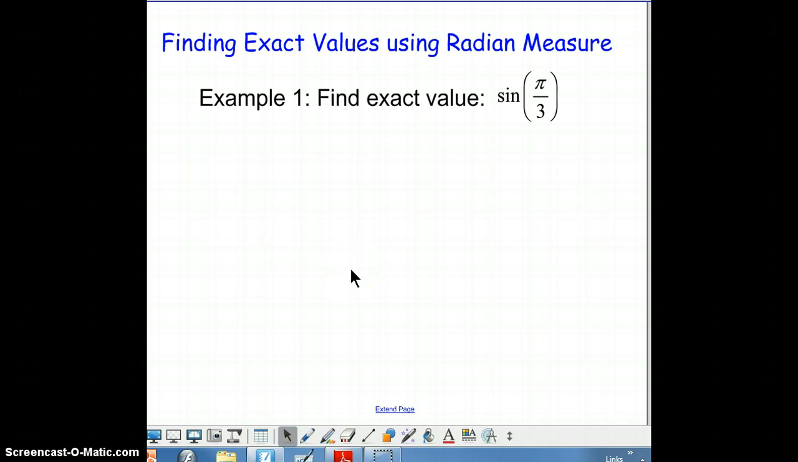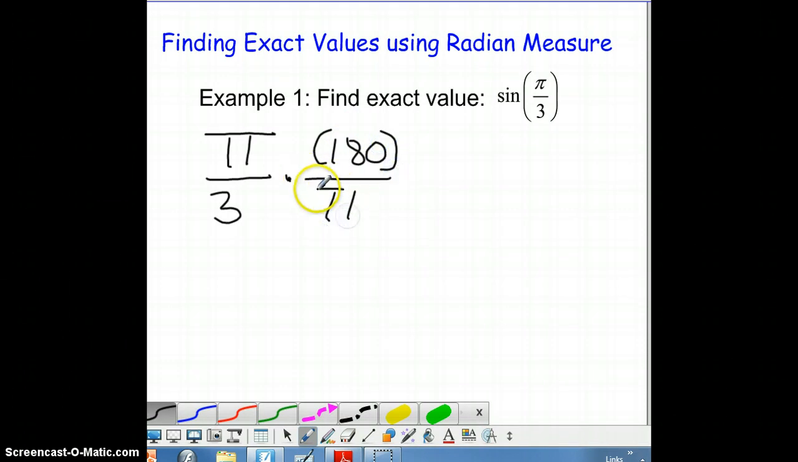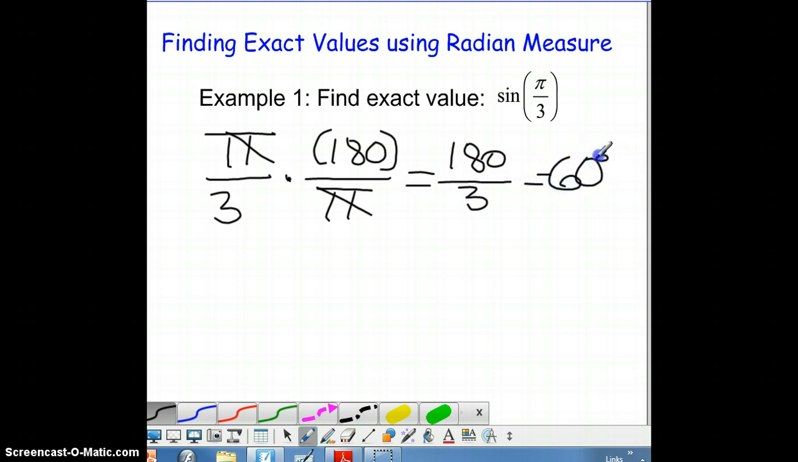So find the exact value of sine pi over 3. In order to do this, the first thing we need to do is to convert pi over 3 to degree mode. So to convert pi over 3 to degree mode, we multiply it by 180 over pi. So here I'm going to multiply by 180 over pi. My pi's will cancel, and 180 divided by 3 equals 60. So finding the sine of pi over 3 is the same as finding the sine of 60 degrees.